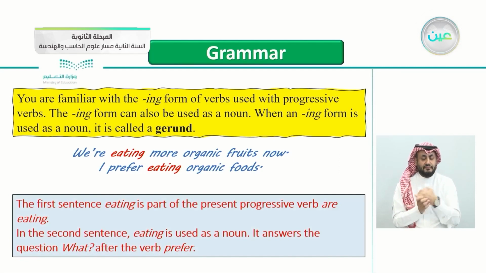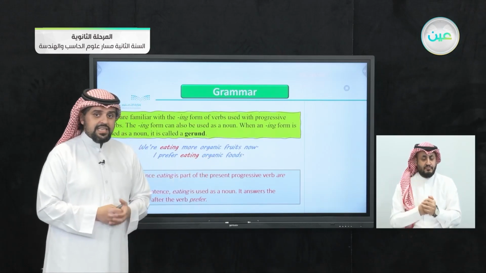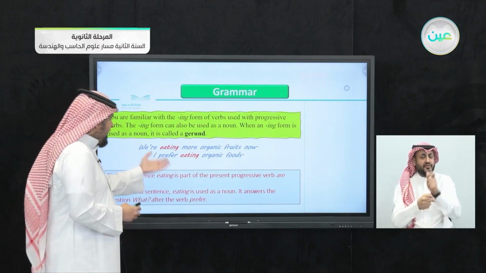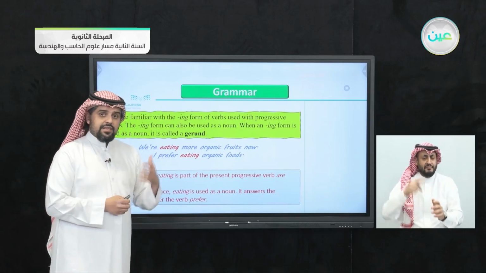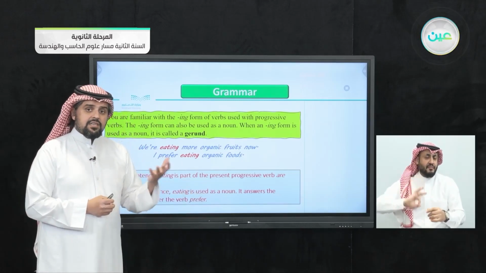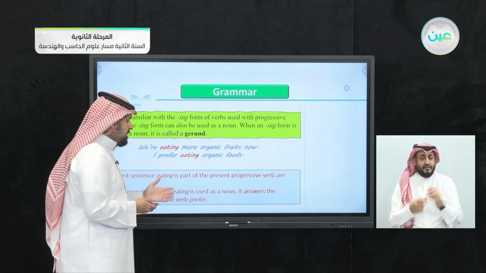In the first sentence, eating is part of the present progressive verb, are eating. In the second sentence, eating is used as a noun. It answers the question what after the verb prefer. So in the first sentence, eating is a verb. In the second sentence, eating is a noun because it came after the verb prefer. I prefer eating something. So eating here is not a verb, it's a noun.